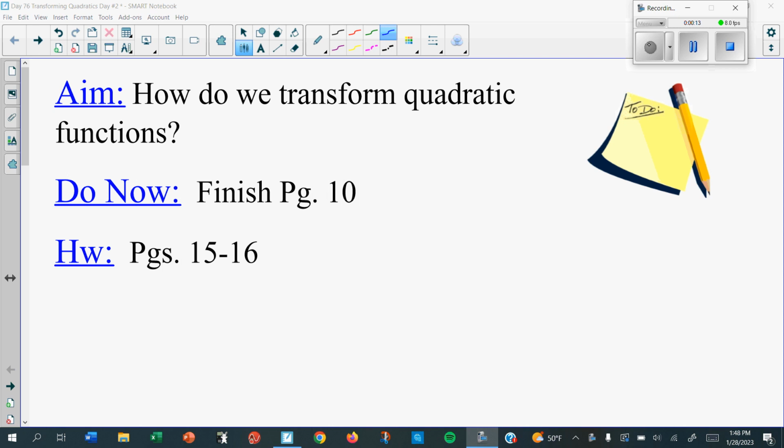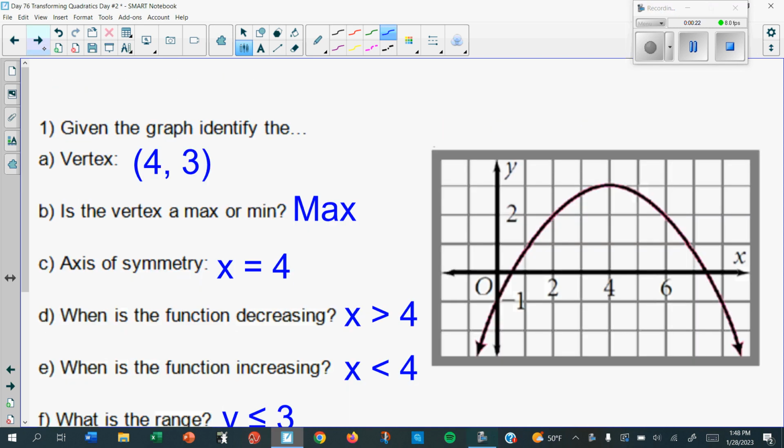Alright, so for today, we're doing the second day of how do we transform quadratic functions. So, there's the homework. Let's check the homework.